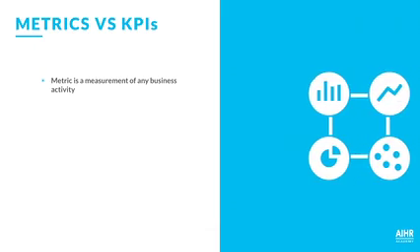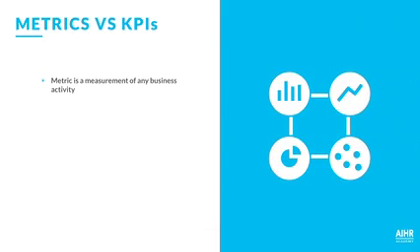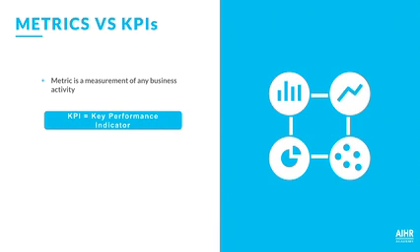Now, metrics are a measurement of any business activity. A metric in that sense differs from a KPI. Metrics, I don't think it's that interesting to dive into how do we create metrics, because everything you can measure in an organization can technically be a metric. But KPIs are much more interesting to keep track of. KPI stands for Key Performance Indicator.